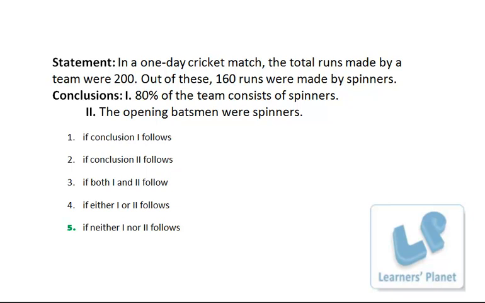The second one: the opening batsman was a spinner. It is not necessary that the opening batsman is a spinner for the team to be able to make these many runs, right? So that's an incorrect conclusion. So both of them are incorrect. So we can say neither one nor two follows.